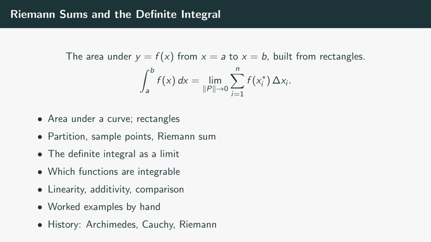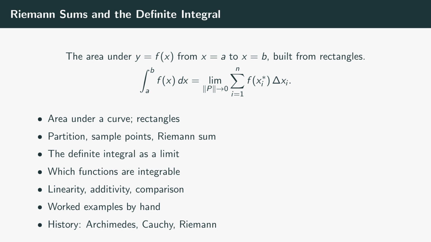Same integral sign, two little tick marks added, a on the bottom, b on top, and what falls out is no longer a family but a single real number. We're going to build that number from scratch. Rectangles under the curve, sum their areas, shrink the width to 0, take the limit. That construction is the Riemann sum, and its limit is the definite integral.